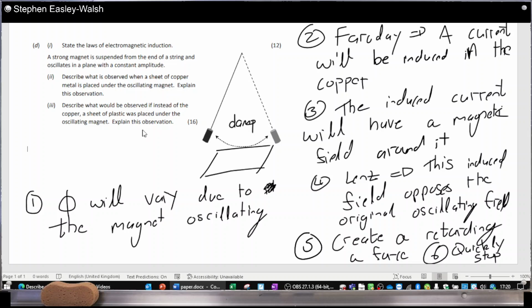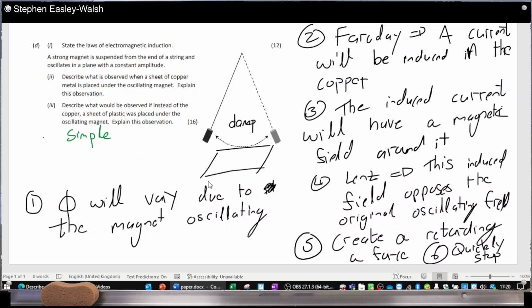Describe what would be observed if instead plastic was placed. Well, I won't write out everything again, but if plastic was placed there, 2, 3, 4, and 5 and 6 is gone because there is no conductor to have an induced current and so on. So it just basically then becomes a simple pendulum. Not damped. That's just the short story, because all these steps are now gone because plastic's not a conductor. So yeah, that's really it.